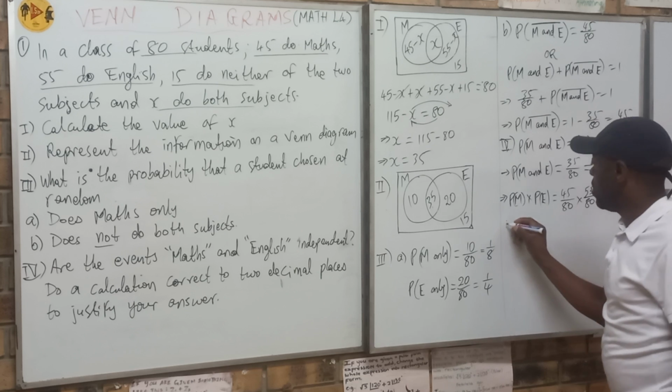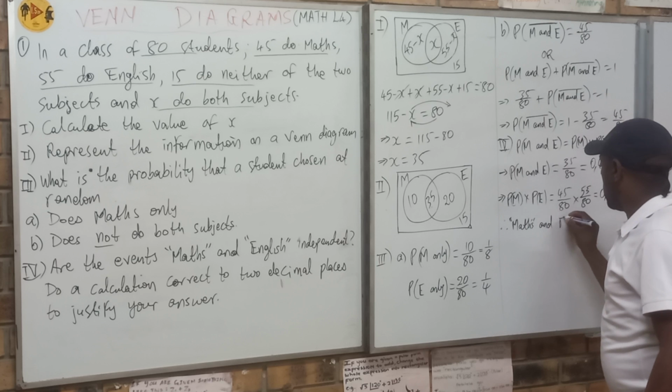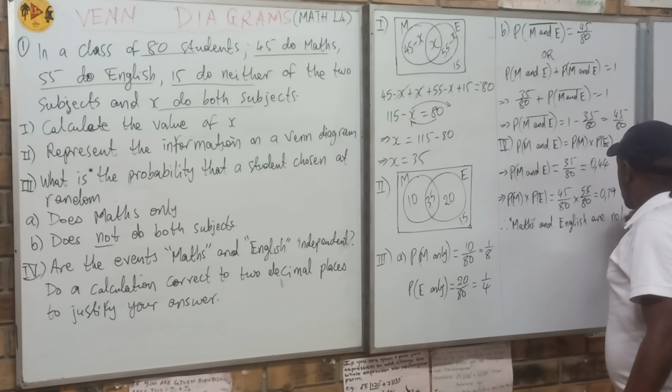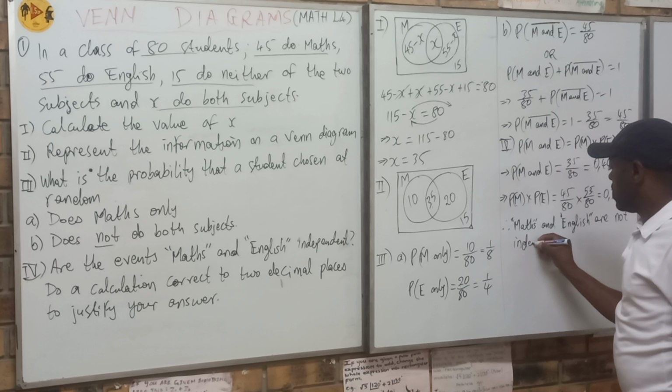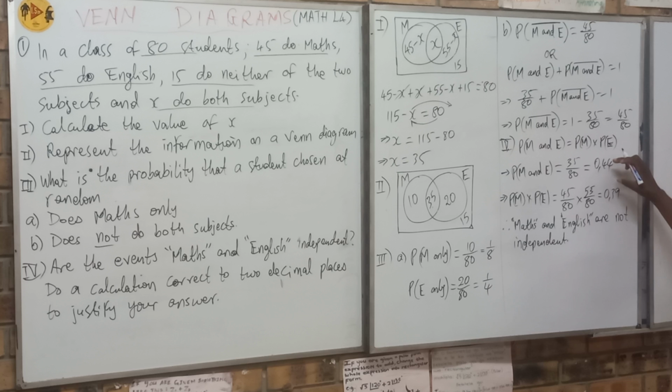So your conclusion will be that the event math and English are not independent. So that's it. The event math and English are not independent. If those 2 answers were the same, then we'd be saying the 2 events are independent. So guys, this is just how easy Venn diagrams can be.